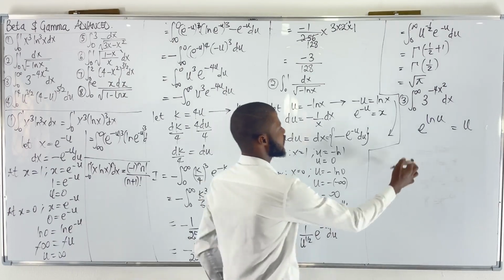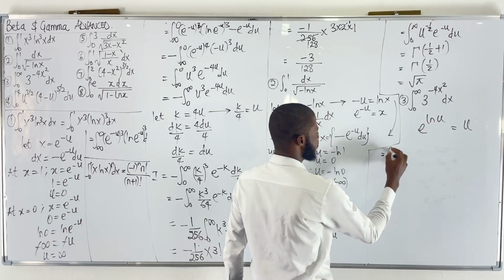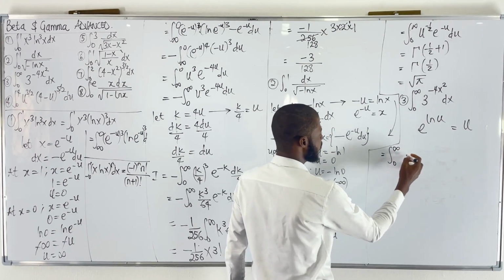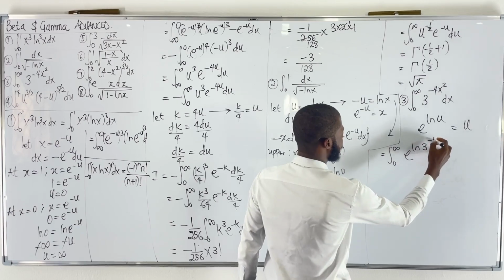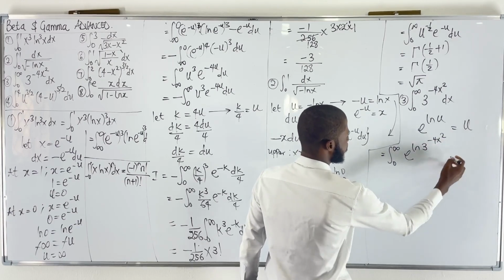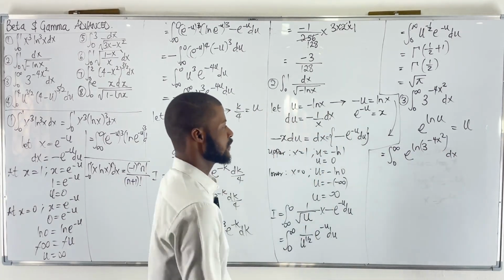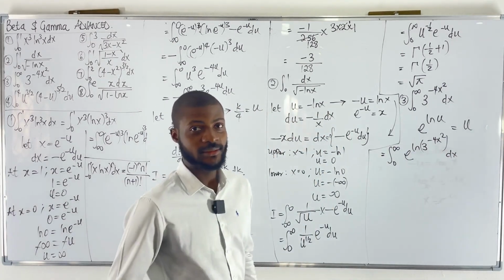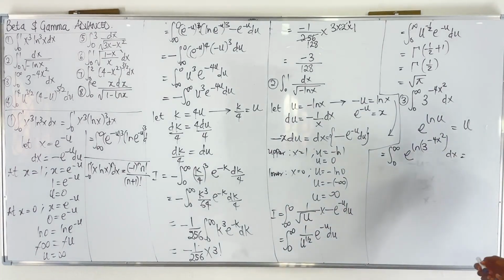So since we know this is correct, we can say this is the integral from 0 to infinity of e to the power of ln 3 to the power of minus 4x squared dx. That's a lot, but that's actually easier. It's making our problem easy, not difficult.